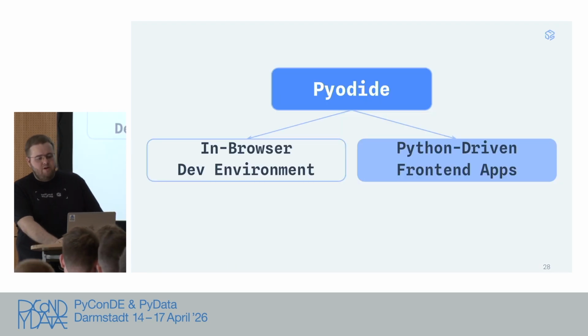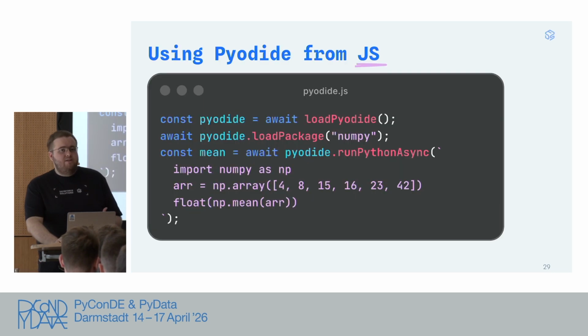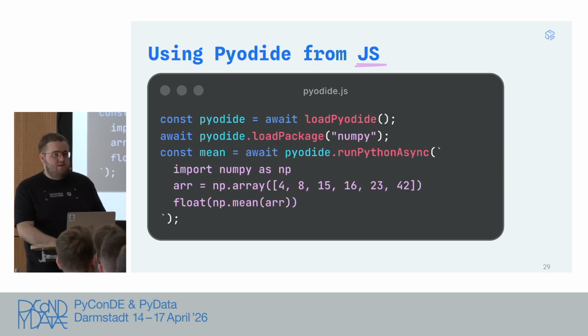So now let's go back to building front-end applications with Python. We already talked a lot about Pyodide, but we didn't really have a single example that shows how to use it. And in fact, it's really, really simple. You simply initialize the Pyodide instance and then pass the Python code snippets as strings into the runPython method. Specifically, in this example, we are calculating the average of an array using NumPy.